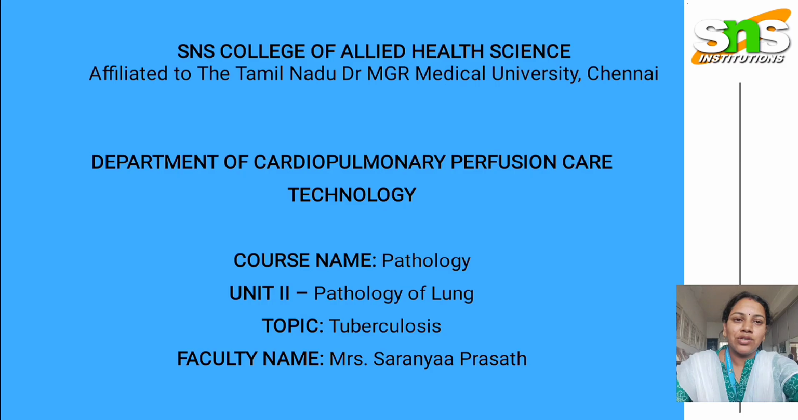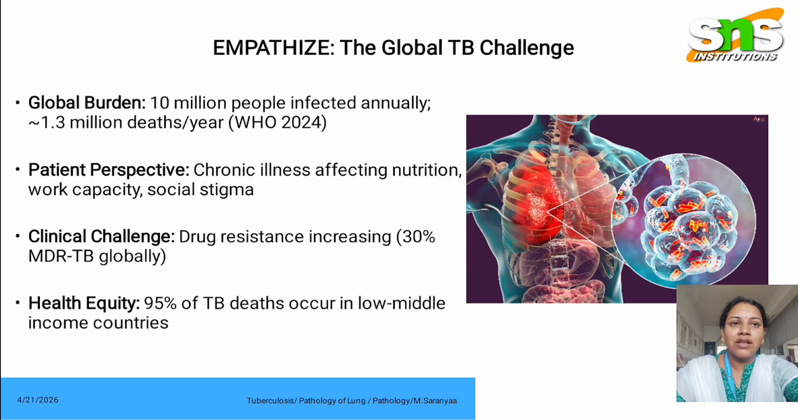Today we are going to see a topic on tuberculosis, which comes under pathology of lungs. Tuberculosis is a global disease which affects about 10 million people annually, according to the WHO, World Health Organization's criteria. And it is a chronic illness which affects the nutrition, work capacity and the social stigma of a patient.